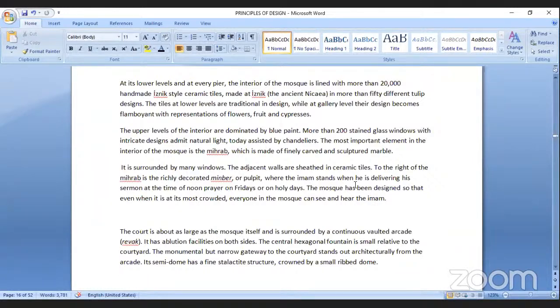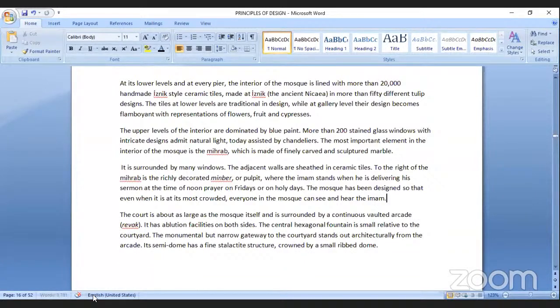Then to the right of the mihrab is the minbar, used for the noon prayer on Fridays. As I know, Muslims have special prayer on Fridays and holy days. The mosque has been designed such that even when it is at its most crowded, meaning a heavy amount of people are there, everyone in the mosque can see and hear the imam. Acoustically it is designed that way. Okay.